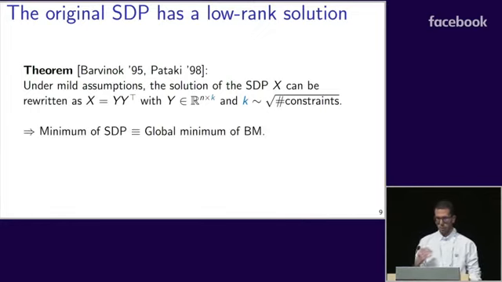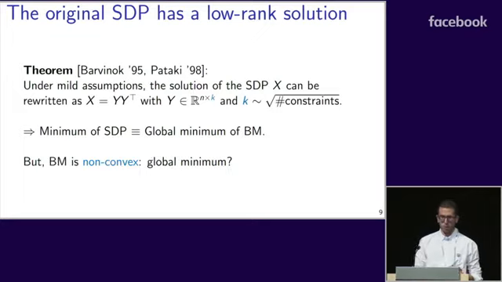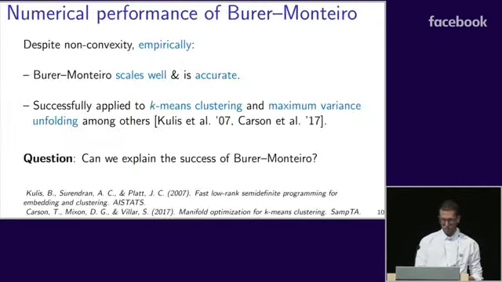What this theorem says is that if we are able to find the global minimum of Burer-Monteiro, then we are able to find the minimum of the semi-definite program, and we are happy. So in other words, this reduction from the semi-definite program to the Burer-Monteiro problem is meaningful with k small. Once again, the problem is that Burer-Monteiro is not convex, so you don't have any guarantee that we recover the global minimum.